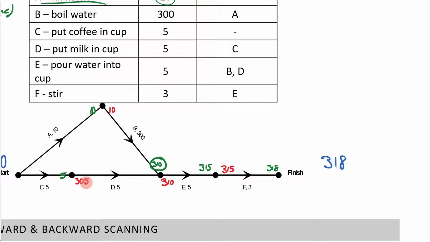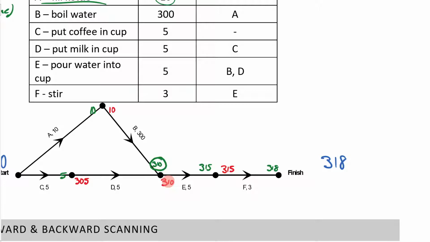Now, this is where it gets interesting. This is telling me that the latest start time for activity D is 305, meaning if you want to finish activity D by 310, you can start activity D at 305 and still be done at that time right there.